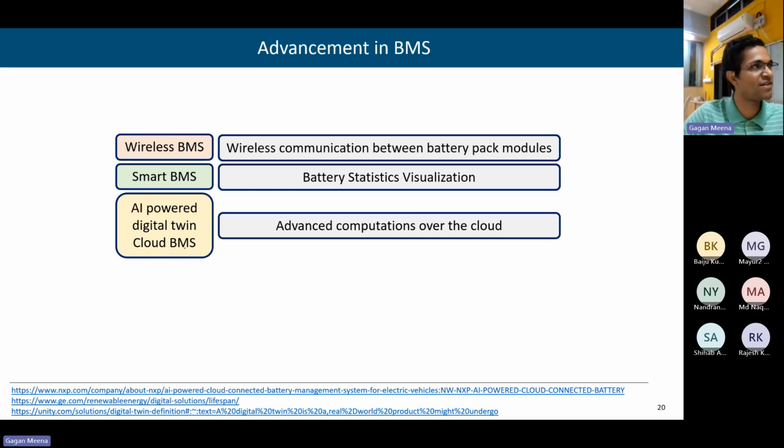Have you heard of digital twin? Nowadays it is common. It's not a new term, I would say. We have been using this for a long time. We can say this SCADA system is a kind of digital twin, but not to the extent which we are talking about nowadays.